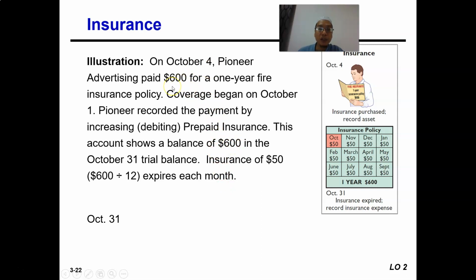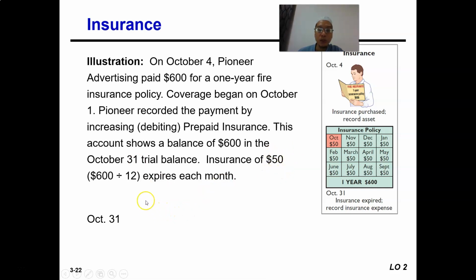Pioneer paid 600 for 1 year insurance coverage. Okay, they paid it on October 4. So at the end of October, they have used up 1/12. Okay, 1/12 of 600, which is 50. So 50 will need to be adjusted in the accounts.